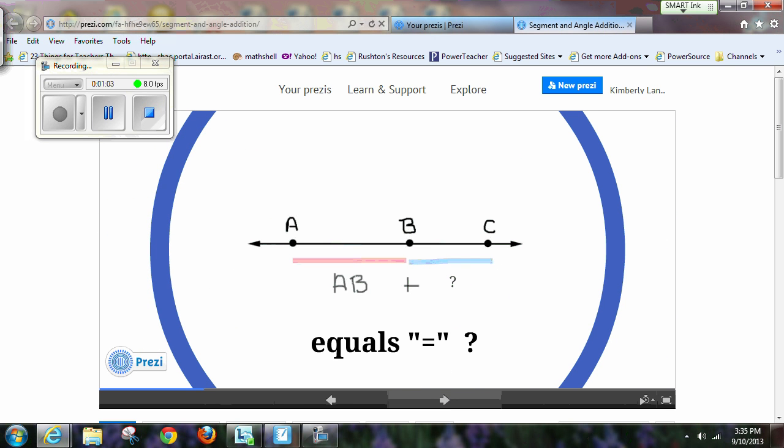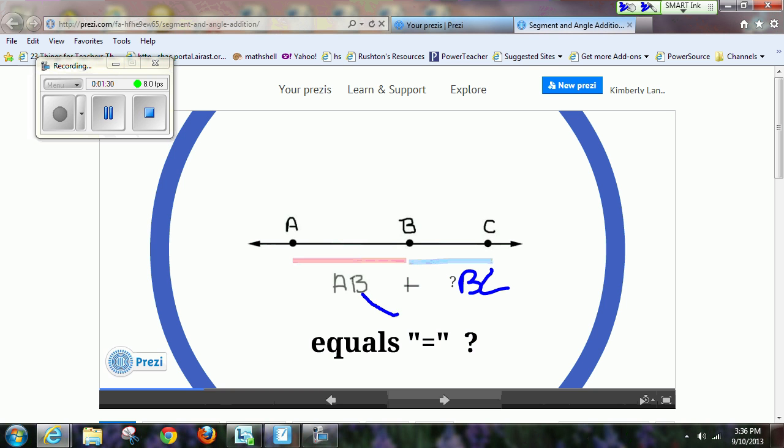When we take a look at this line with collinear points A, B, and C, with B between A and C, the red segment identifies the length of segment AB, plus the blue segment, BC. The total segment from A to C is then AB plus BC.